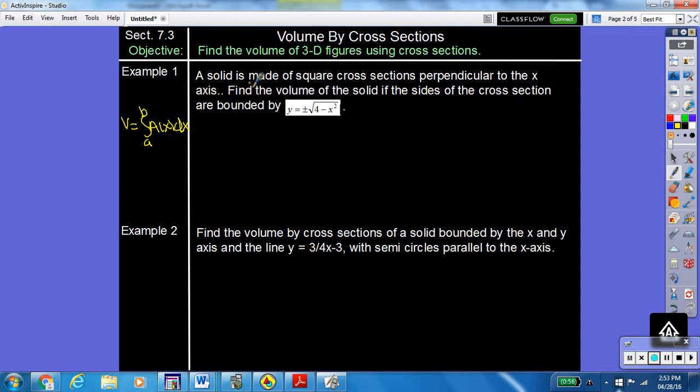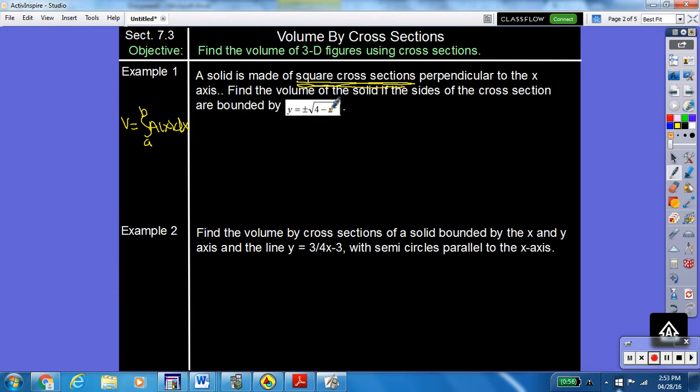So the first problem says a solid is made of square cross-sections. In the previous video, the cross-section on the pear was a semicircle. This time it's going to be square cross-sections. That's important. They're perpendicular to the x-axis, and our job is to find the volume of the solid if the cross-sections are bound by this function here.